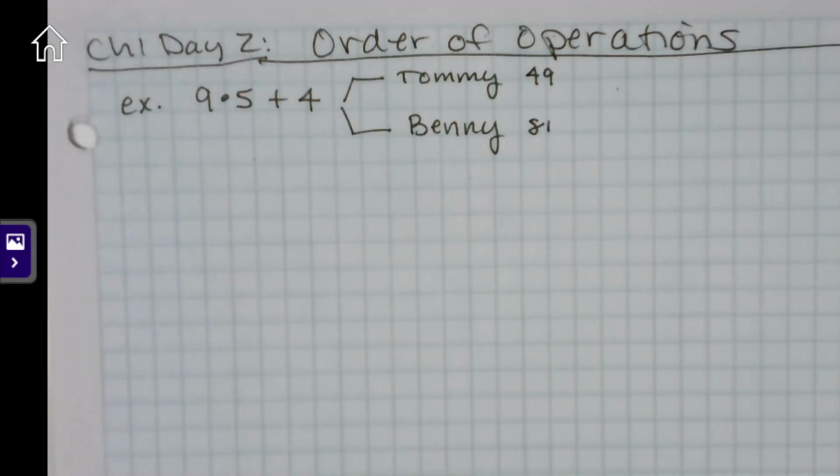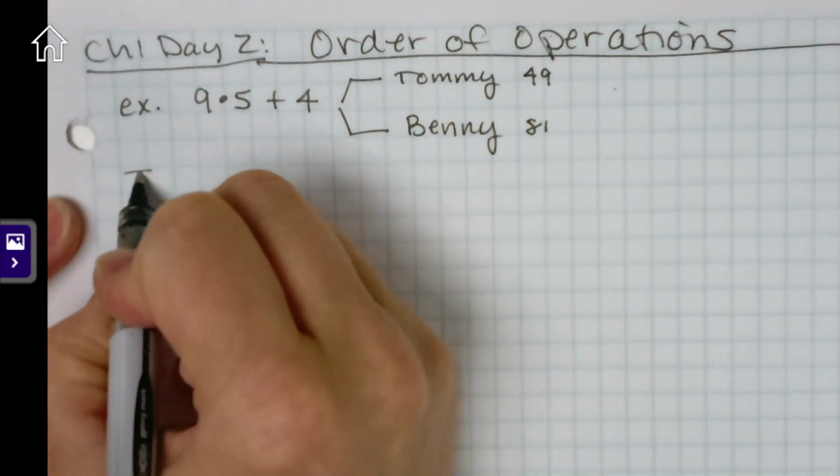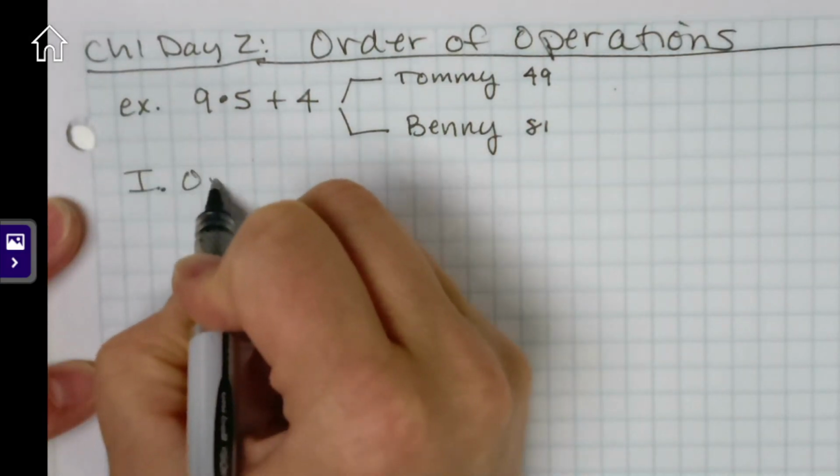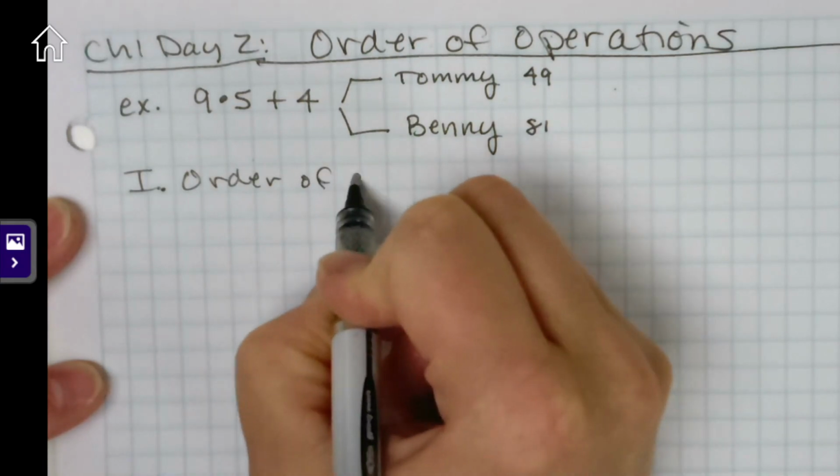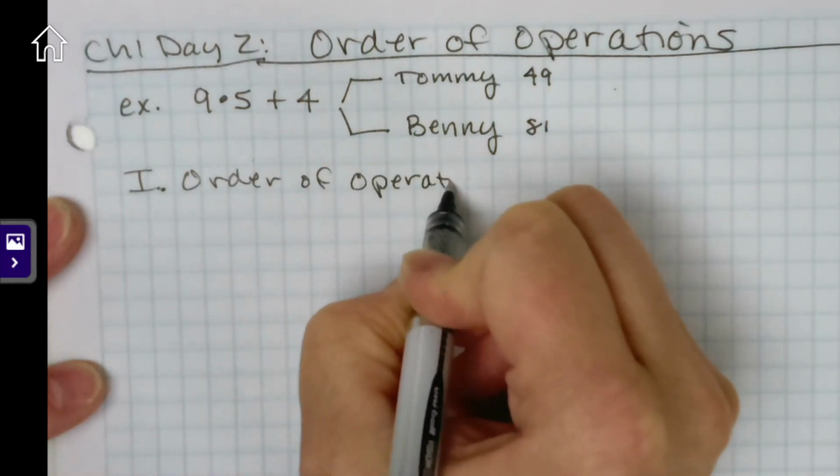You can see how if we don't have an agreed upon order to do the math steps, you can get completely different numbers, and that would cause huge problems in finance, in construction, in a lot of stuff. So we're going to come back to that. So Roman numeral 1, order of operations.